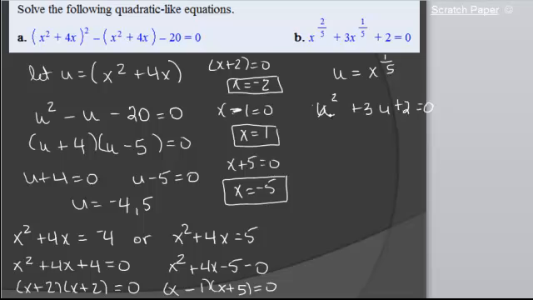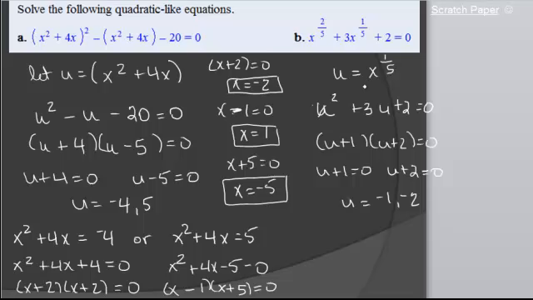Remember, if you put this x to the 1/5 right here, you would have x to the 1/5 squared, which is x to the 2/5. So that's how we come up with this equation. We're going to factor this since it's quadratic. We'll have a u plus 1 and a u plus 2. Set each of those equal to 0, and solve, and you get u is equal to negative 1 and negative 2.